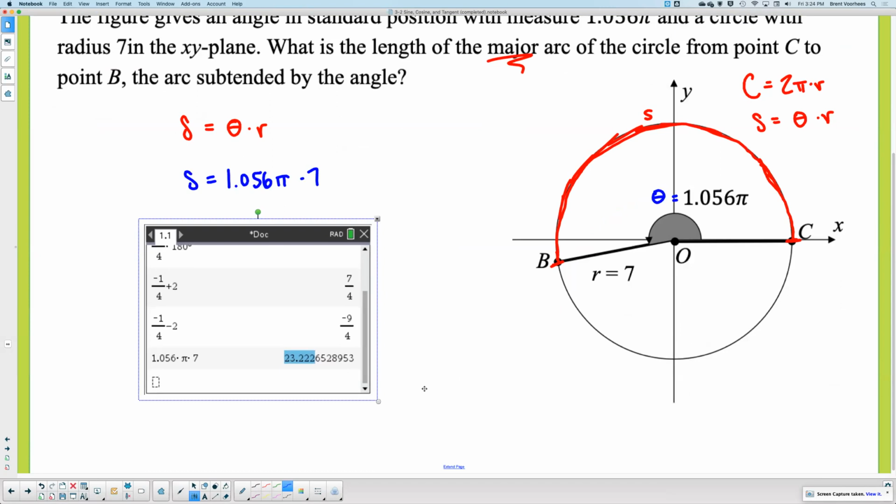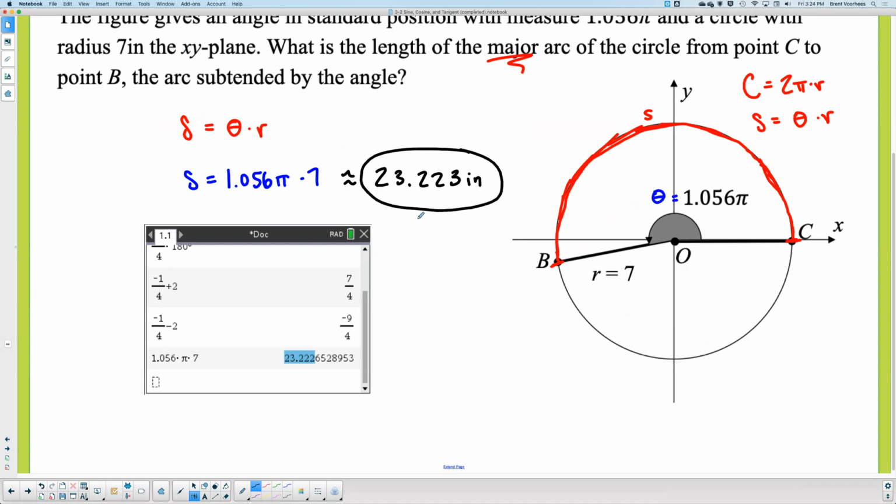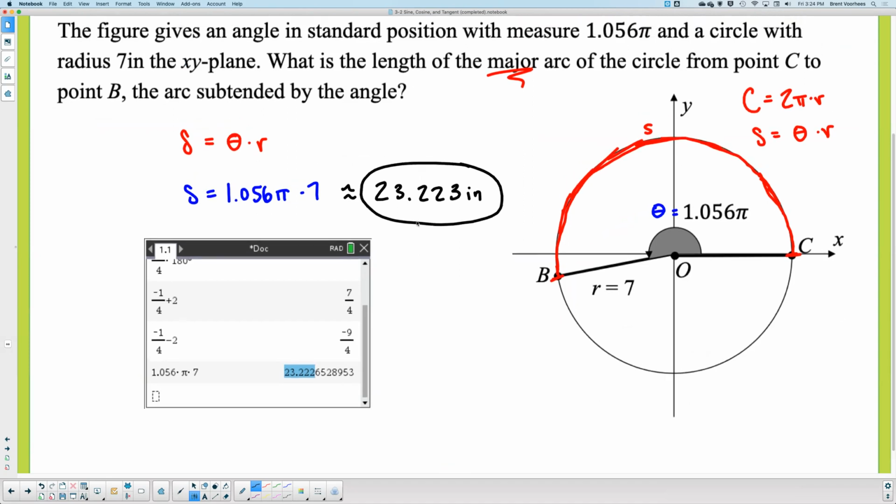We're going to say this arc length is approximately 23.22. That would become a 3 when I round, and this is in inches. That would be my value there for arc length. So that's how you solve an arc length problem.